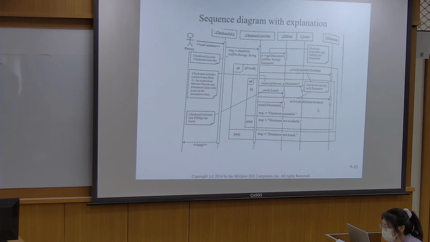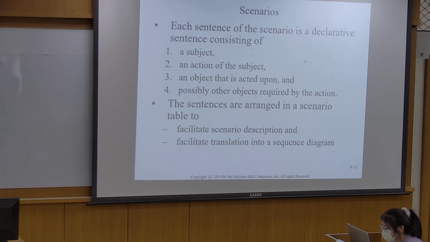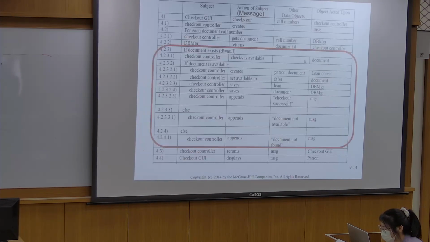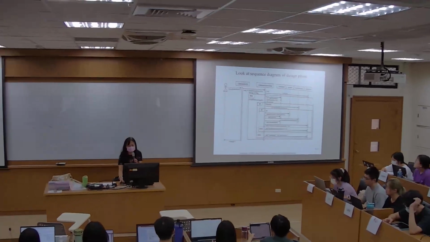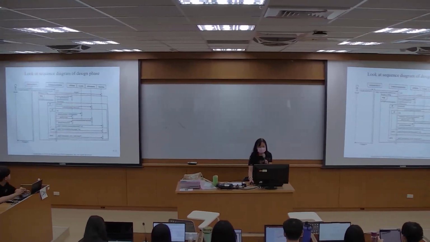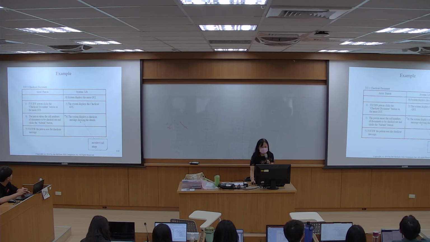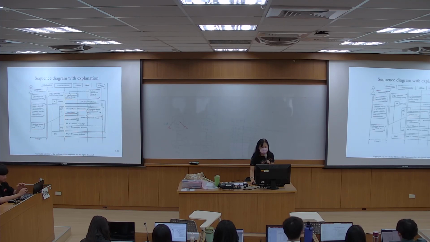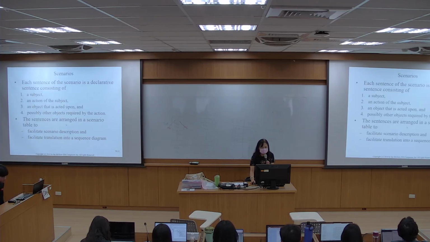So we have kit. We have checkout GUI, checkout controller, DB manager, and documents. And here we have message. All right. Remember the previous one. This returns as a message. The type is message. And here you can see that it's a string. So now the type is a message.